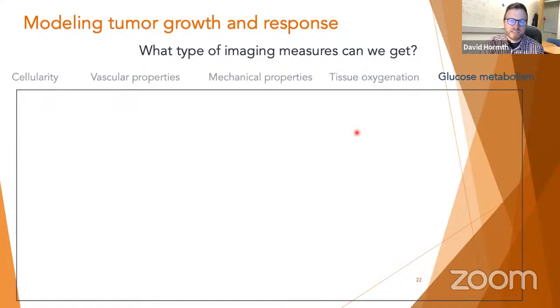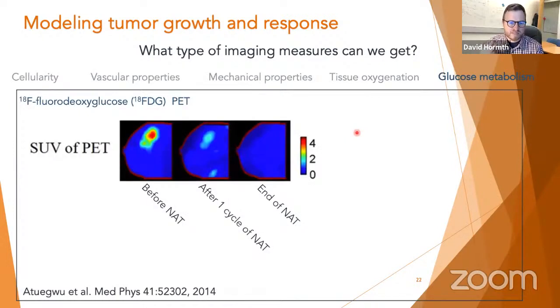And then the final technique that our lab has looked at is 18F-FDG PET, which can tell us something about the glucose uptake for these tumors. So here's an example in breast cancer. This is the standardized uptake value. In a breast cancer patient receiving neoadjuvant therapy, before treatment starts, we see a large uptake of this radioactive tracer. And then after one cycle of neoadjuvant therapy, we see a decrease in signal. And then at the end of neoadjuvant therapy, we see no uptake at all.